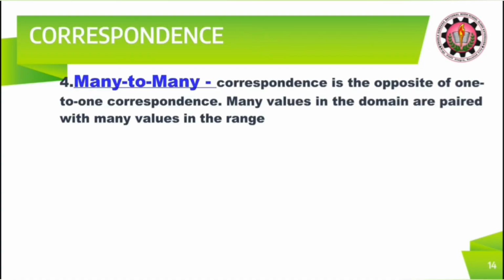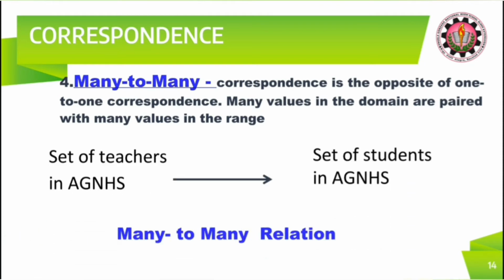The last one is many-to-many. This is the opposite of one-to-one correspondence, where many values in the domain are paired with many values in the range. For example, a set of teachers in Anghela Gonzaga National High School is paired with a set of students in Anghela Gonzaga National High School.